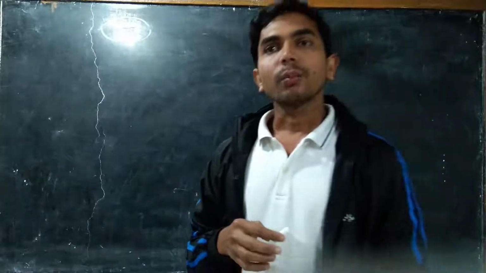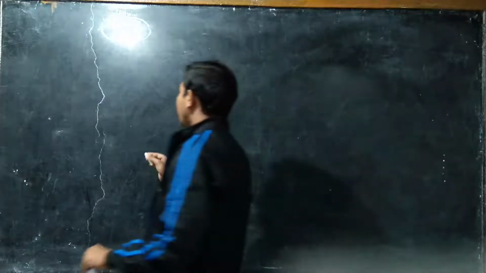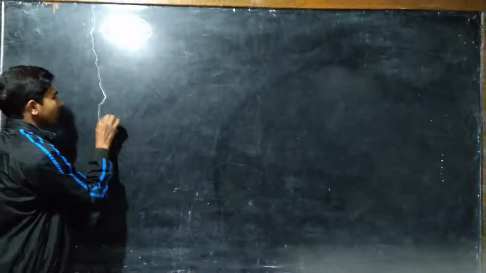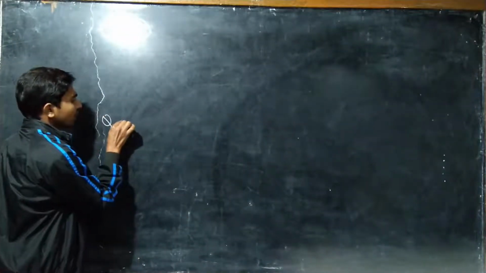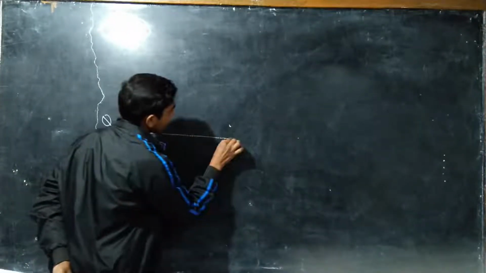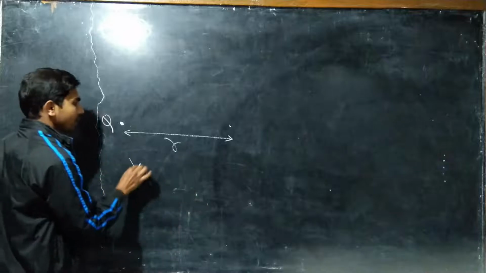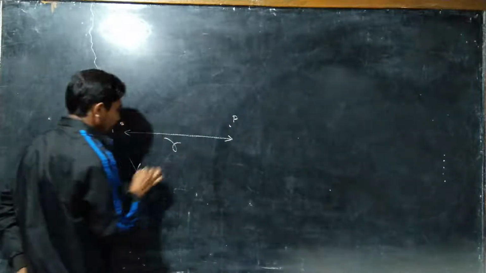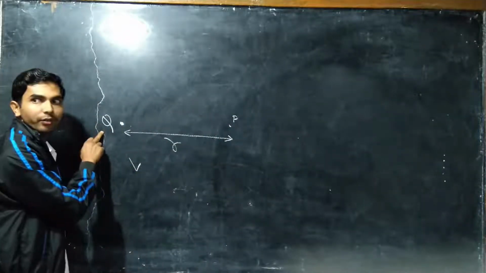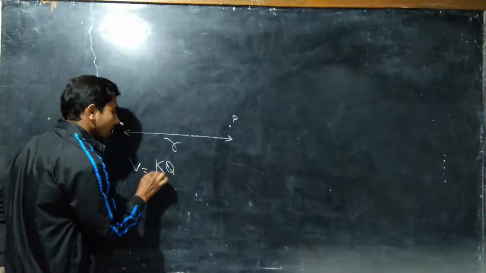In today's lecture, first I'm going to discuss potential due to a system of charge. Yesterday I calculated potential due to a point charge. So what was the formula? Suppose this is a charge q, and point P is at distance r from it. The potential at P due to this charge is kq by r.